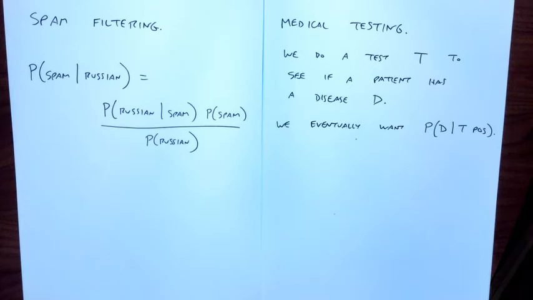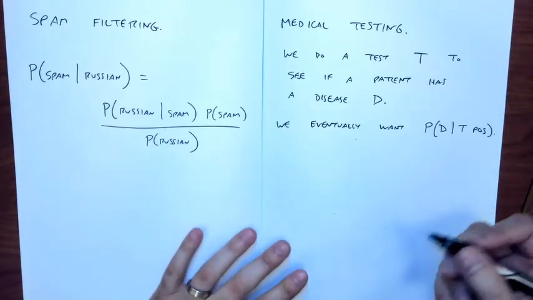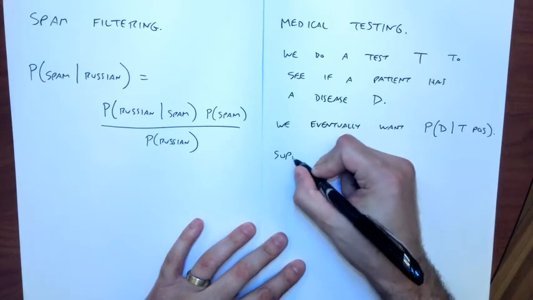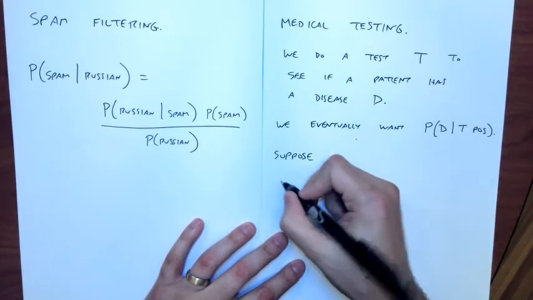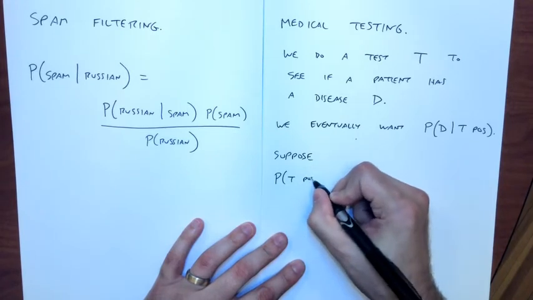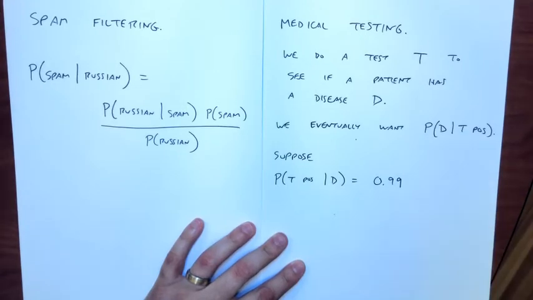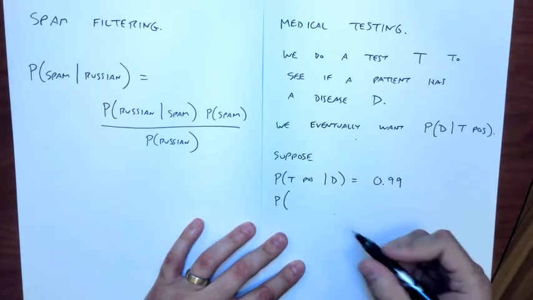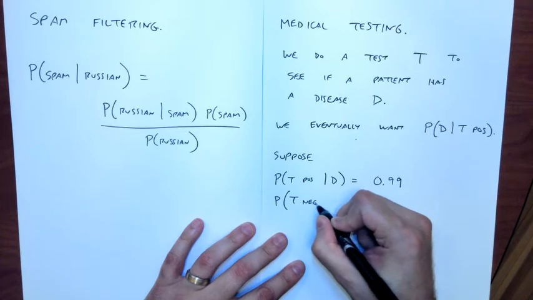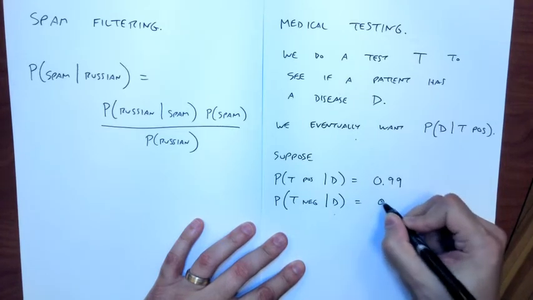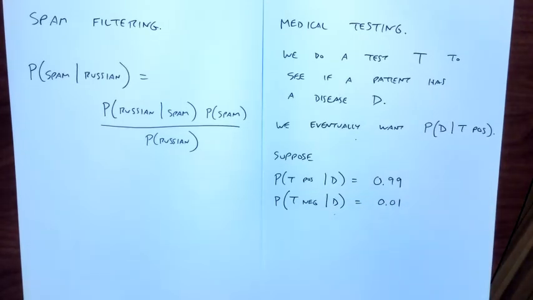number? Well, probably what you'd do is give the test to a lot of people that you know are sick and a lot of people that you know are healthy, maybe through other means, and collect these statistics. So let's suppose that we have gathered this information. The probability that the test is positive, given that I have the disease, is 0.99. That means the probability that the test is negative, given that I have the disease, is 0.01. Those two have to add up to 1 because those are the only two possibilities.